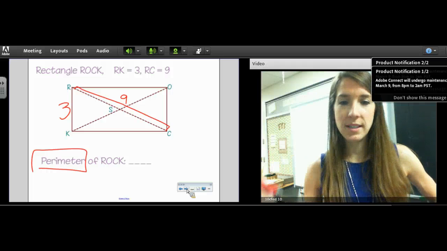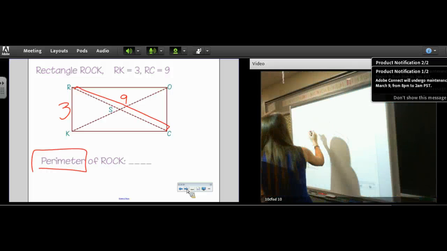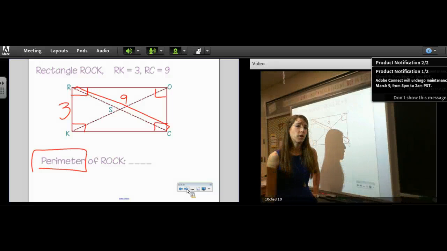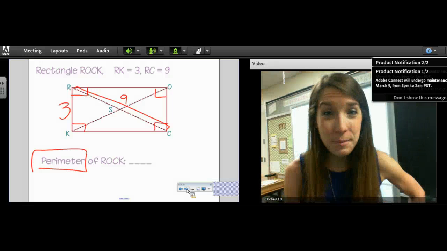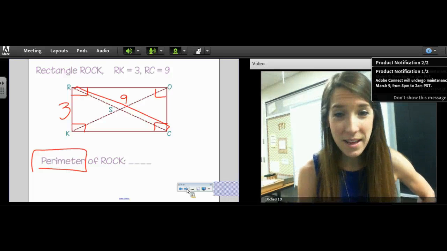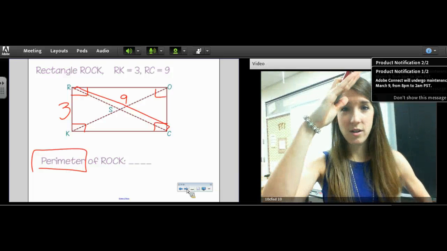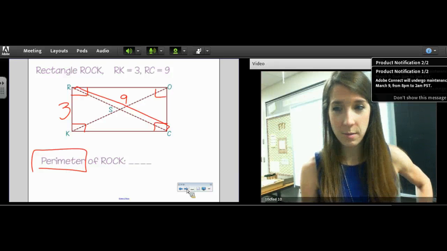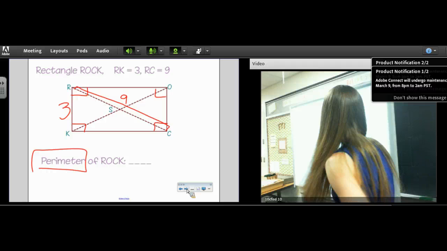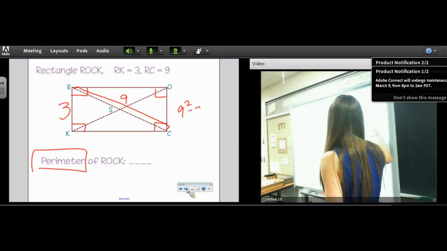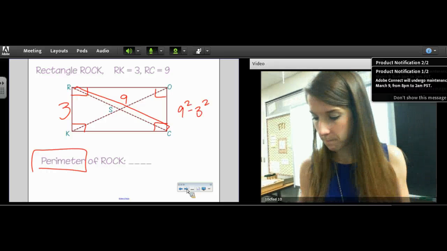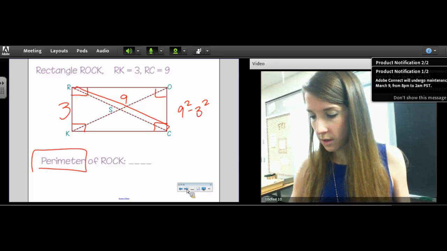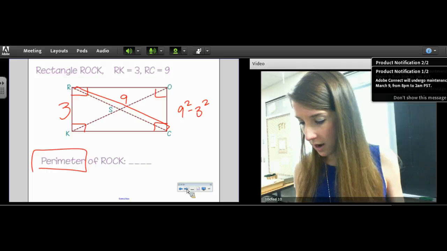One of your properties of a rectangle is that it's got 4 right angles. So let me just warn you now, in a rectangle, you're going to use Pythagorean theorem a lot. Because a rectangle, when you draw a diagonal, creates right triangles. Very good. 9 squared minus 3 squared is 72. That is not a perfect square.